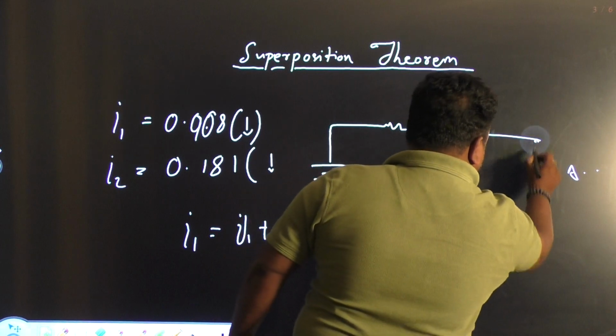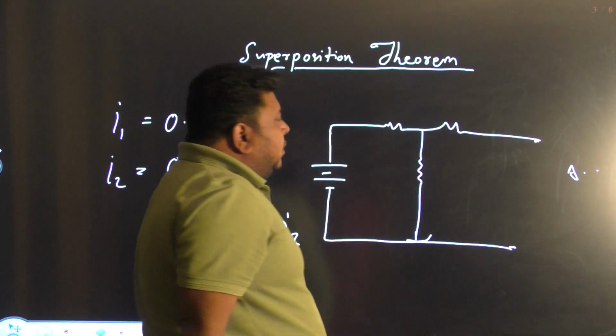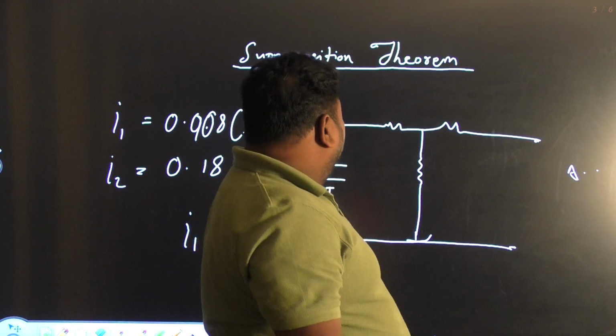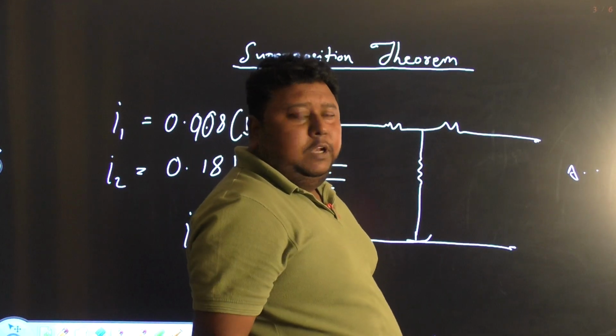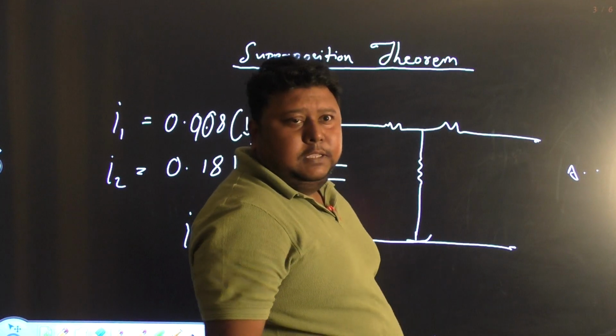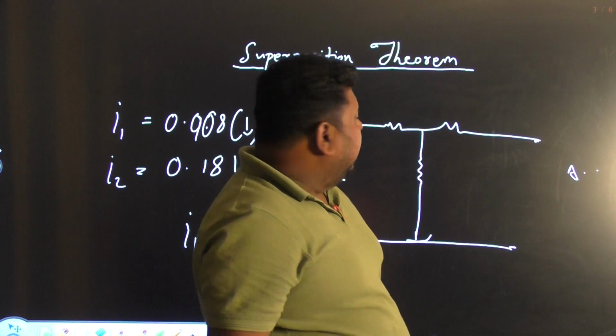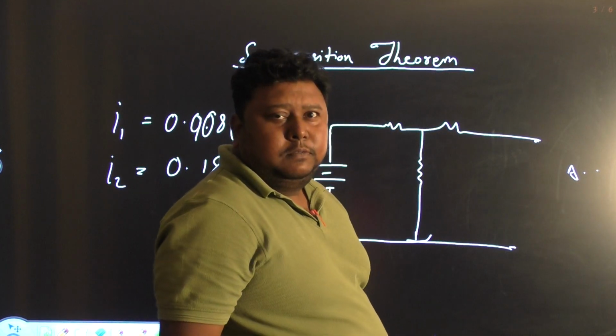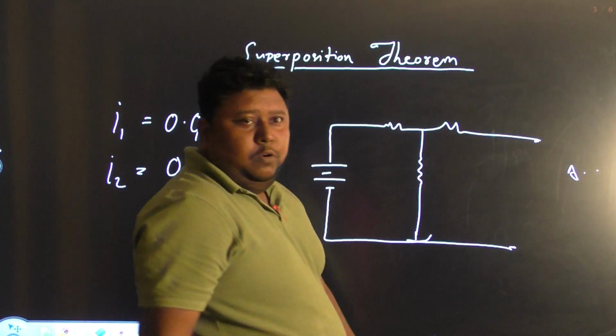Right? This will be my circuit. And after this circuit, we know how to solve the things: R equivalent, current, and we have to find out the things. Okay? So thank you. Hope this helps.